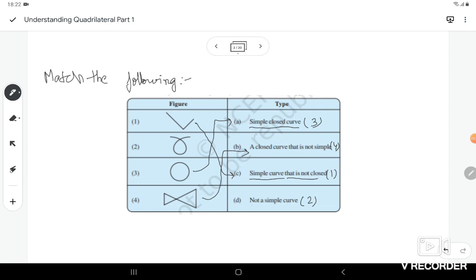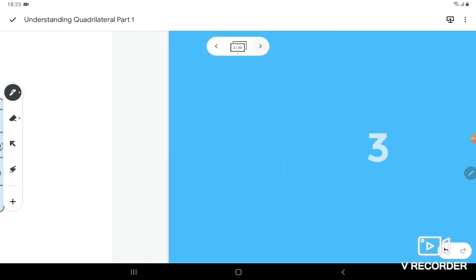Now moving on to the fourth point, not a simple curve. So what we are left with is the second one, that is not a simple curve, as there is cutting of points in the center. So it's not a simple curve. Moving on to further.